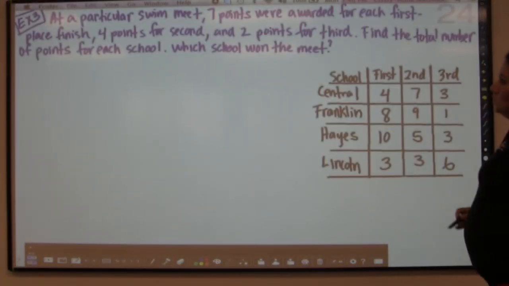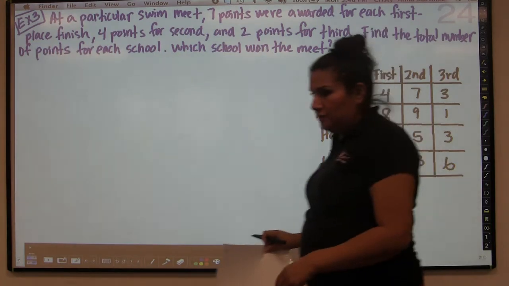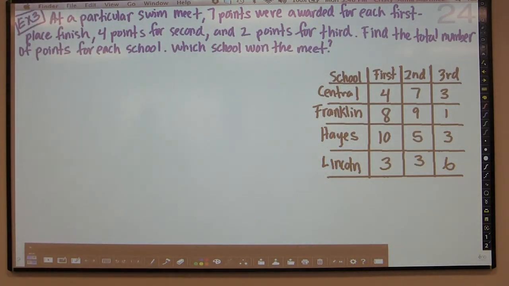And then we're going to go to this example here, a little bit of a word problem for you. But it's not a hard one, so let's see what it says. It says, at a particular swim meet, 7 points were awarded for each first place finish, 4 points for the second, and 2 points for the third place finish. Find the total number of points for each school. Which school won the meet?